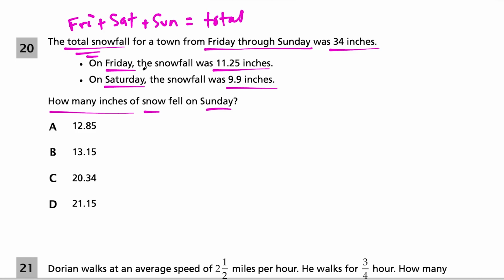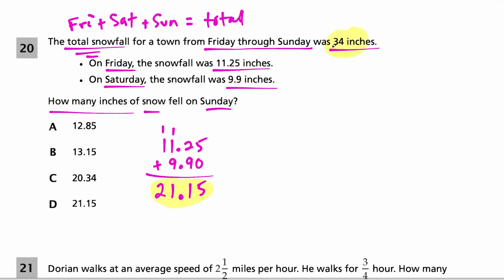So here, what I want to do is I'm going to first add how much snow fell on Friday and Saturday. So I'm going to do 11.25 plus 9.9. Okay, and I'll put a 0 at the end of 9.9 so that we could see how the place values all line up. So 5 plus 0 is 5. 2 plus 9 is 11. Carry the 1, and we'll just drag this decimal down. And now we have 1 plus 9 is 10. Plus 1 is 11. We carry the 1. And then 1 plus 1 is going to give us 2.